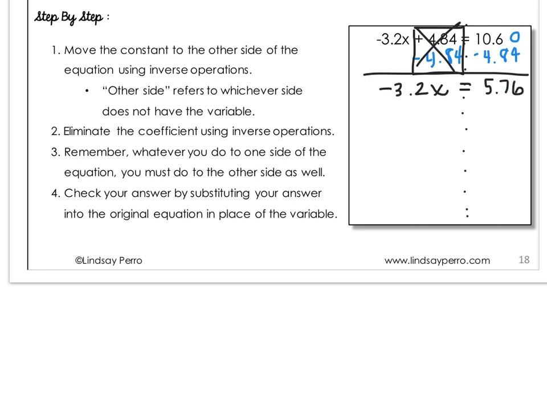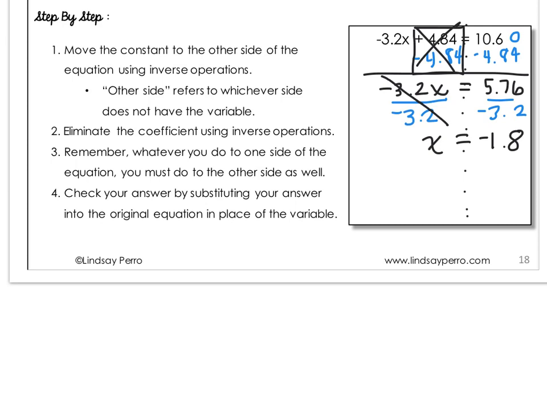Then eliminate the coefficient using inverse operations. The coefficient is the number in front of the variable, or the number being multiplied times x. So since it's being multiplied, I need to do the inverse, which is to divide on both sides. Make sure you bring that sign, that's a common mistake, is to ignore the sign and just divide by 3.2. But that would leave you with a negative x. This way we have negative 3.2 divided by negative 3.2. Negative divided by negative is a positive 1x left over. And 5.76 divided by negative 3.2 is negative 1.8.